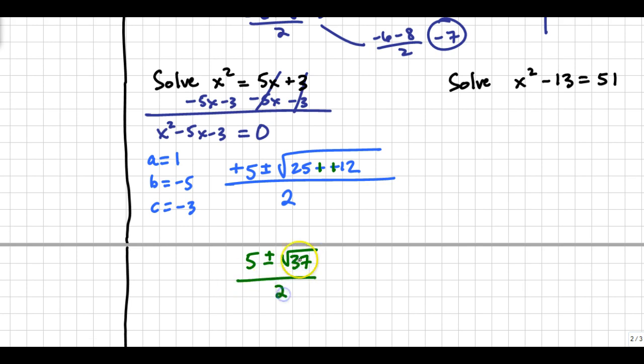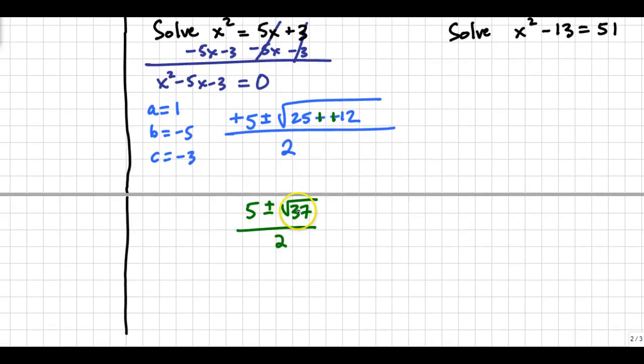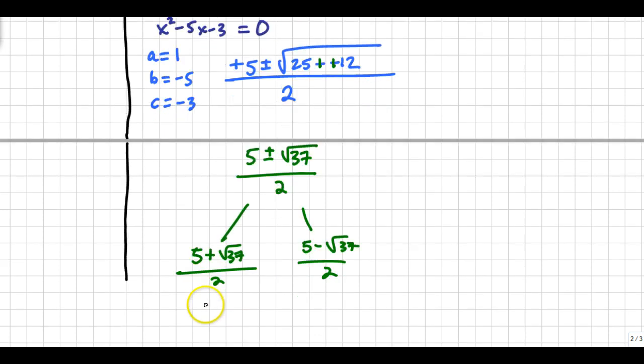Unfortunately, I don't know the square root of 37 by heart because 37 is a prime number. I will be able to get a decimal answer for this, and that's perfectly fine. Just be careful when you write it. When you type it in on your calculator, you're going to say 5 plus the square root of 37. You're going to hit enter and then divide by 2. Same thing over here, 5 minus the square root of 37 divided by 2. And when you do that, if you round to the tenth, you get, I believe, 5.5 and negative 0.5.